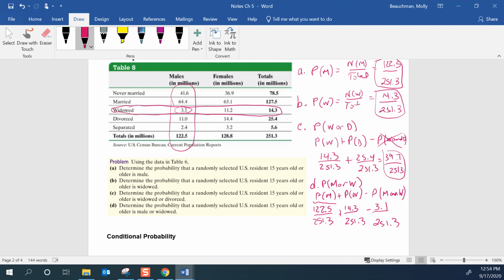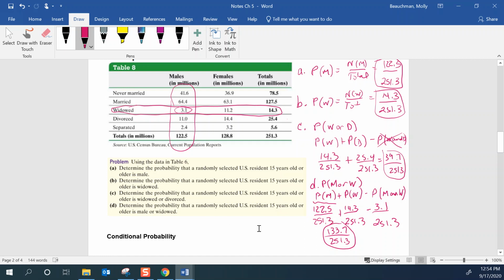So if we add our fractions, we get 122.5 plus 14.3 minus 3.1, which is 133.7 over 251.3. All right, so that's how we use the properties when we're looking at probabilities in a two-way table.